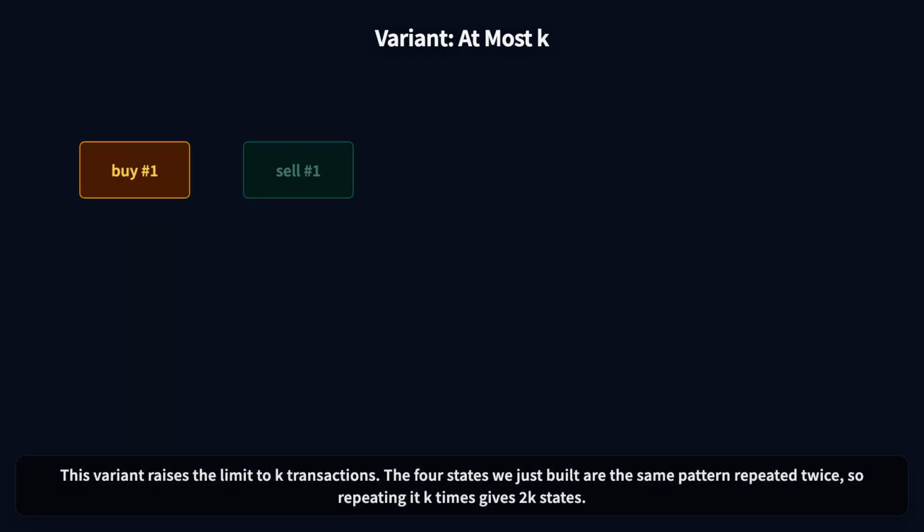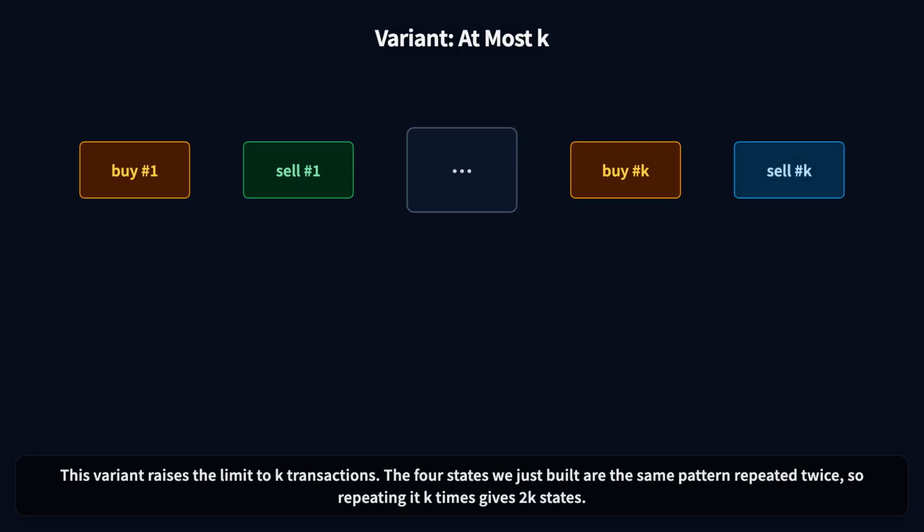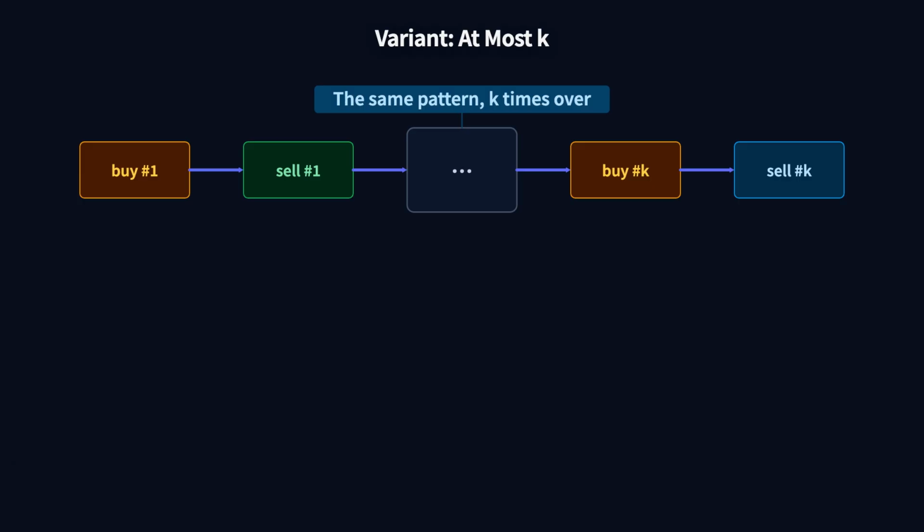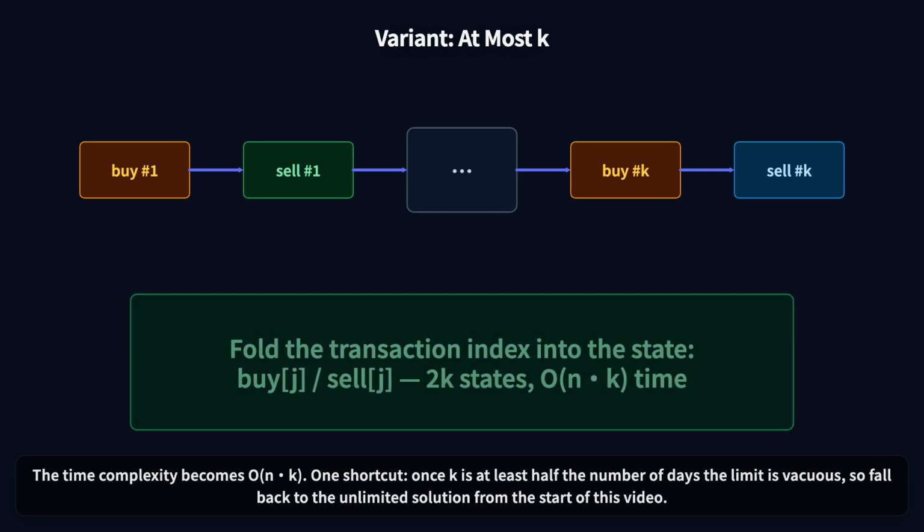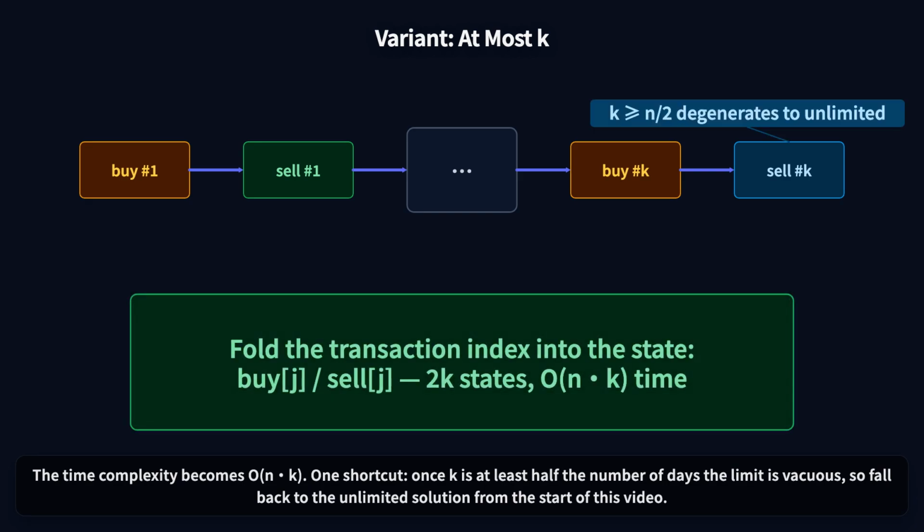This variant raises the limit to k transactions. The 4 states we just built are the same pattern repeated twice, so repeating it k times gives 2k states. The time complexity becomes O(nk). One shortcut: once k is at least half the number of days, the limit is vacuous, so fall back to the unlimited solution from the start of this video.